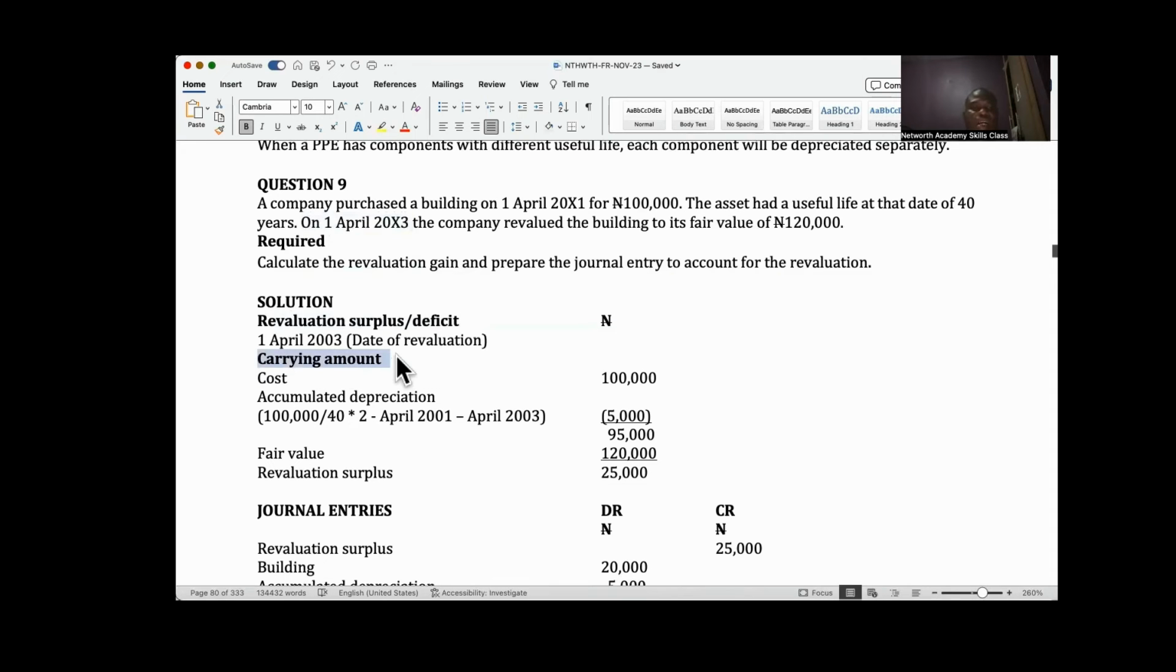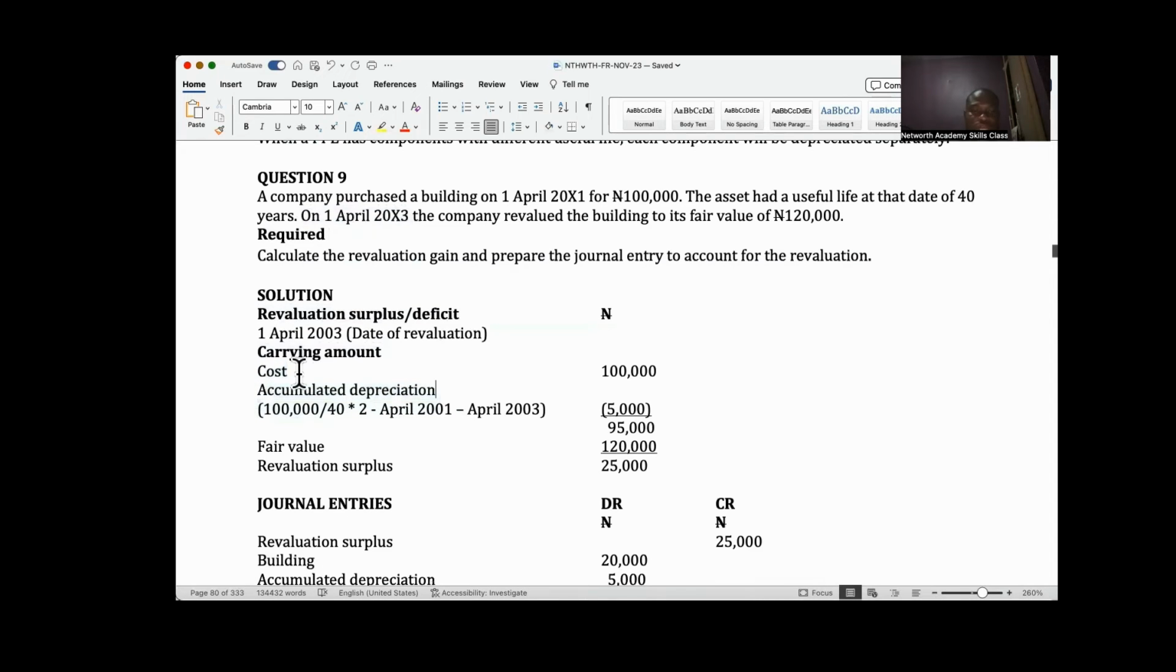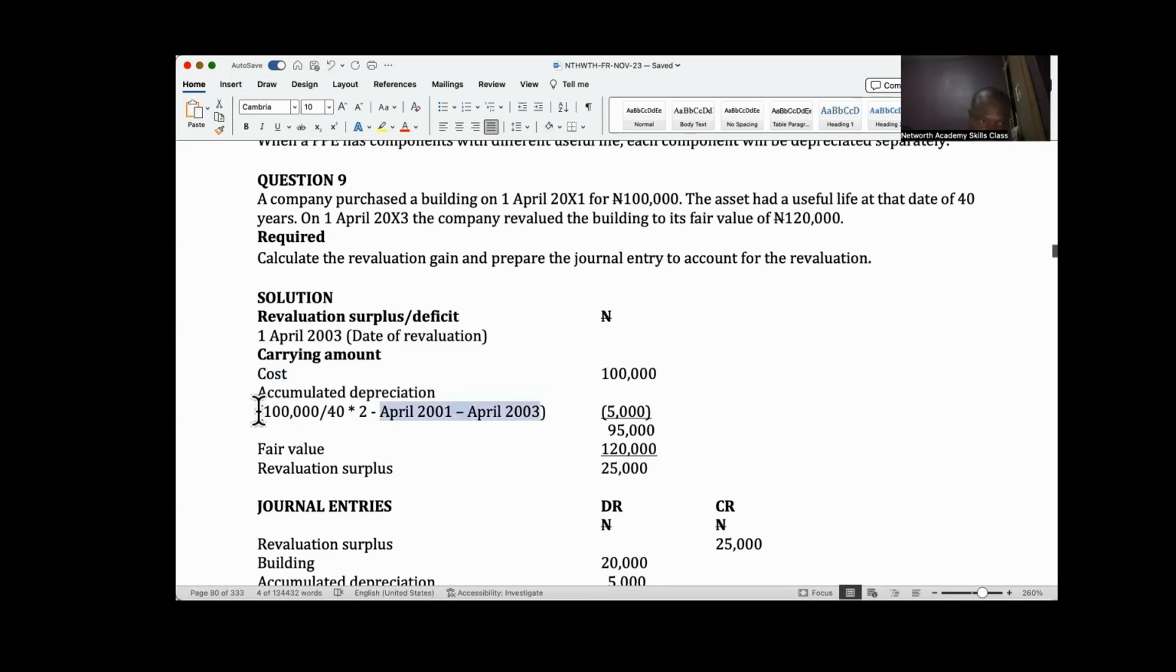First, we determine our carrying amount here, which is the cost minus the accumulated depreciation. The cost from this question is 100,000. My accumulated depreciation up to the date of revaluation is 100,000 divided by 40 years, because the useful life is 40 years. That already gives me my depreciation per annum.